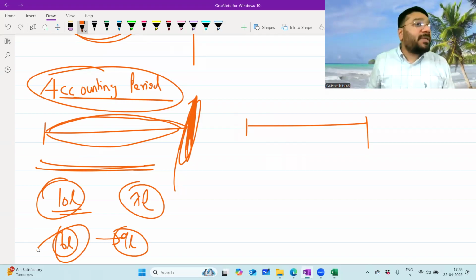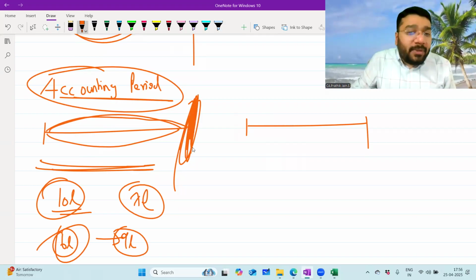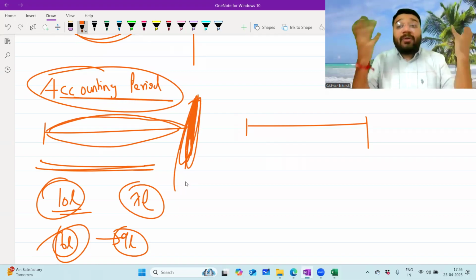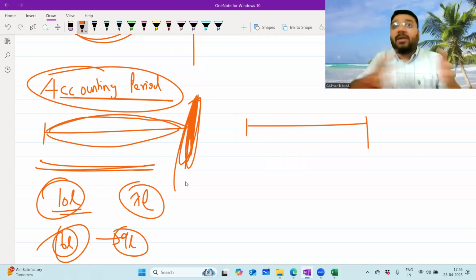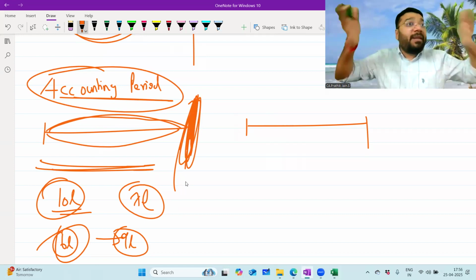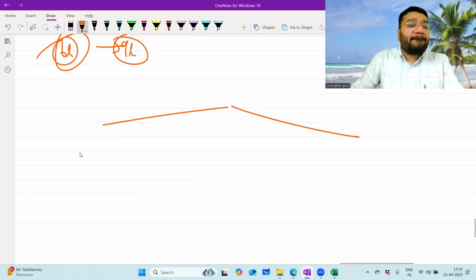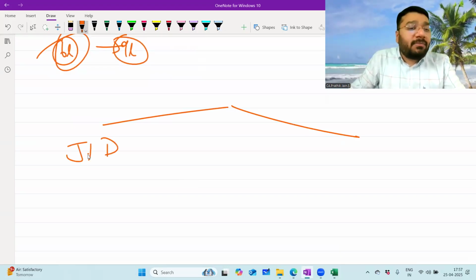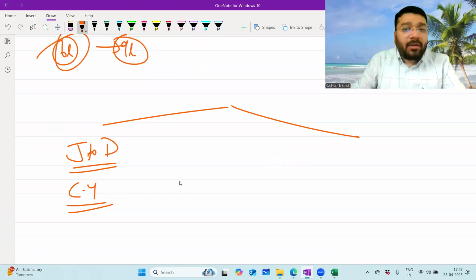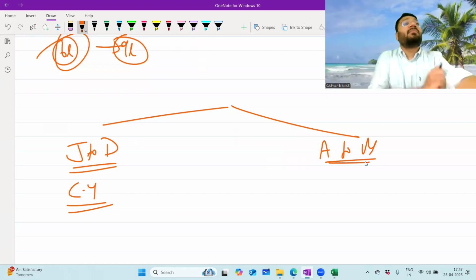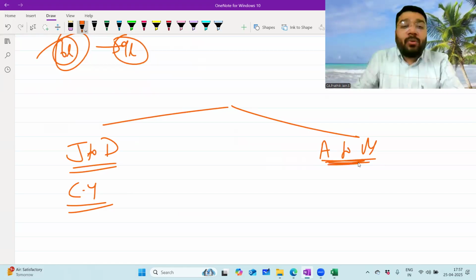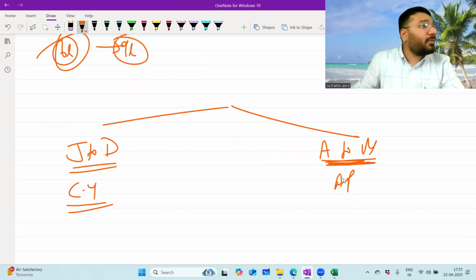So the accounting period concept says that you have to break the accounts in between. Now the problem is, where do we break the accounts, because business is continuously going? So we had two thought processes. One, we can have January to December, which is the calendar year, as the accounting period. Or we may have April to March as the accounting period.